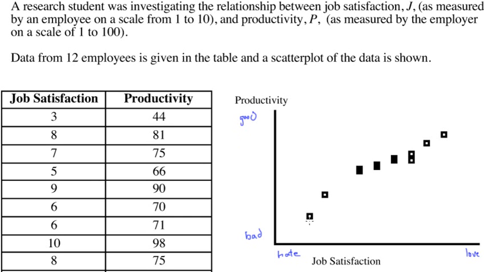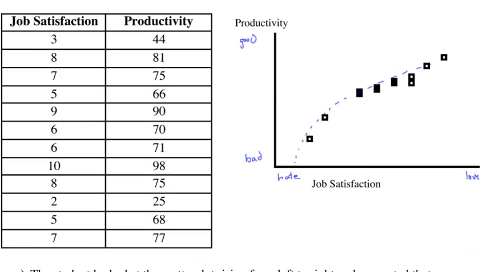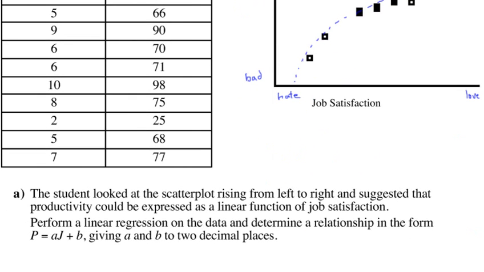So, not too surprisingly, people who hate their jobs don't work well, and people who like their jobs more also work better. My first impression of this was that a square root function would fit it kind of nice because it has this sharp rise at the beginning and then flattens out later on. But they say that it could be expressed as a linear function instead. So, okay, we can do that.